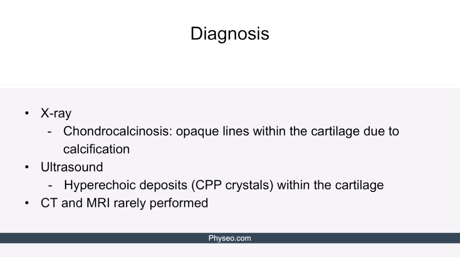Moving on, let's discuss what the imaging studies show in CPPD. X-ray usually shows chondrocalcinosis. Chondrocalcinosis is manifested by opaque lines within the cartilage due to calcification. Ultrasound also shows hyperechoic deposits in the cartilage consistent with calcium pyrophosphate crystals. CT and MRI are rarely performed for calcium pyrophosphate deposition disease.